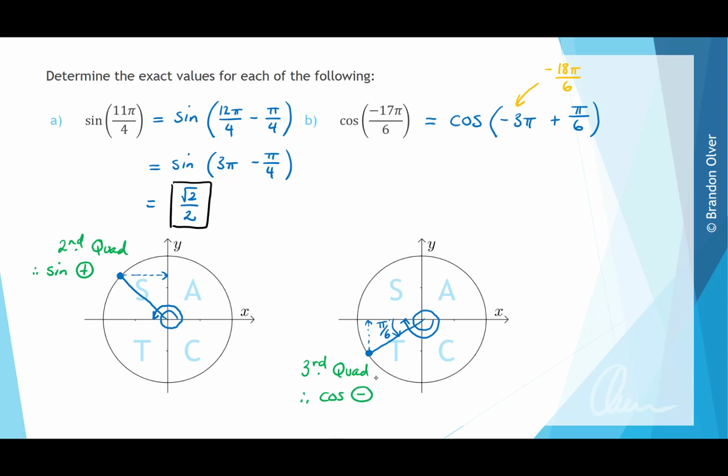So now that we know our position in the unit circle, we're in the third quadrant, cosine's negative, and we have our reference angle, which is pi on 6. We know that the exact value for the reference angle of pi on 6 is root 3 on 2, and then due to the quadrant that we're in, we're going to have an exact value of negative root 3 on 2. So that's the exact value there for cosine of negative 17 pi on 6.